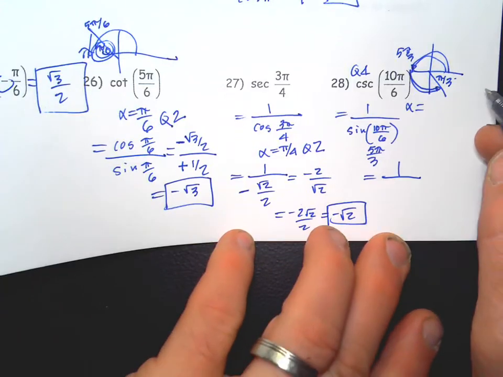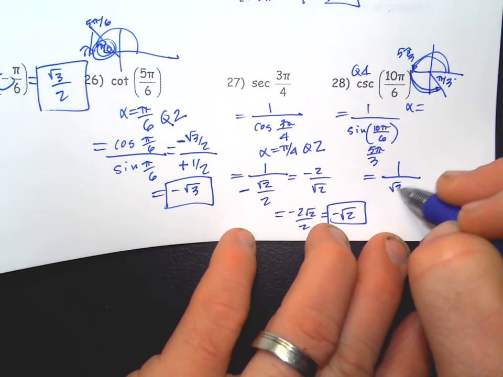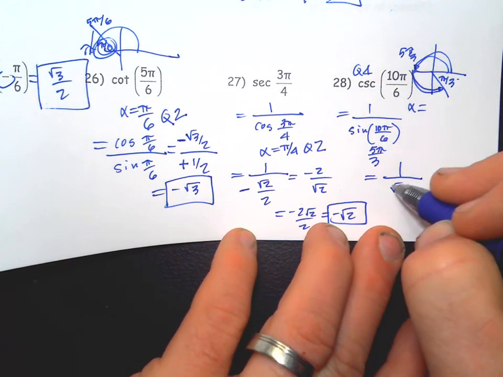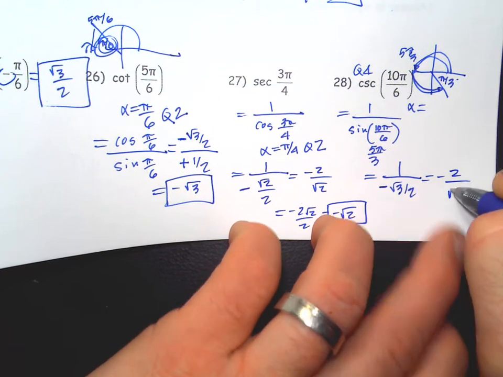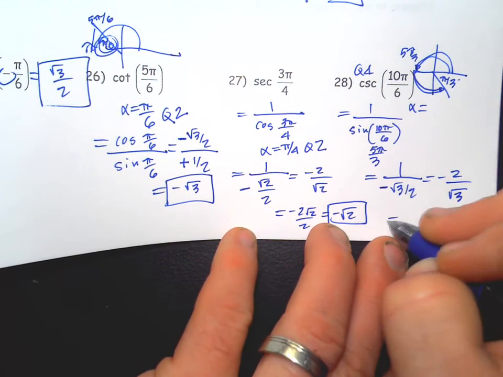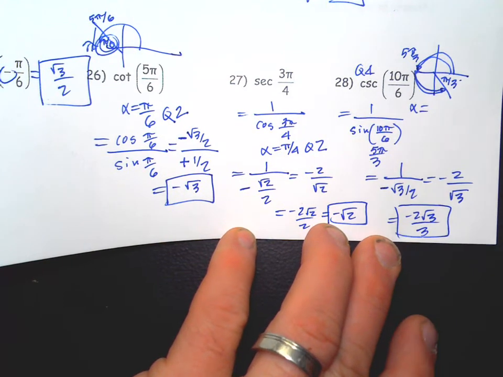So for sine, the values are getting bigger: 1/2, √2/2, √3/2. You're in quadrant 4, so it's going to be negative for sine. So it's going to be -2 over square root of 3. So it's going to be -2√3/3 for your final answer.